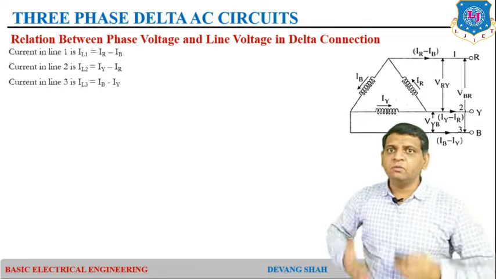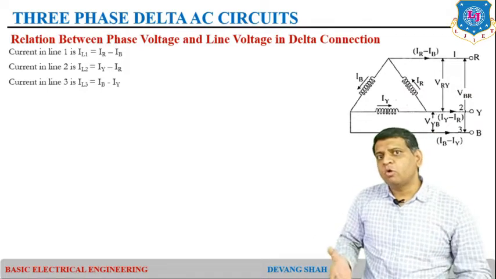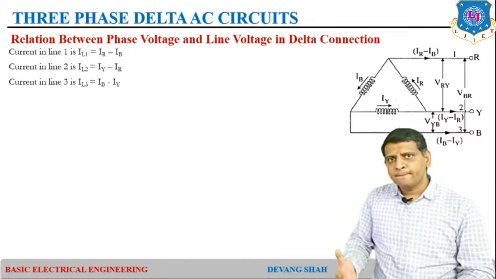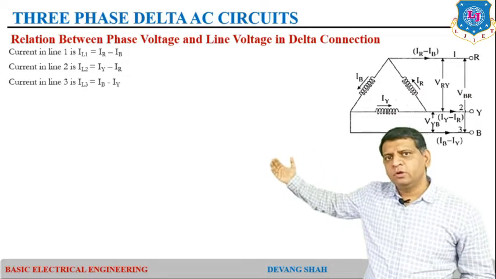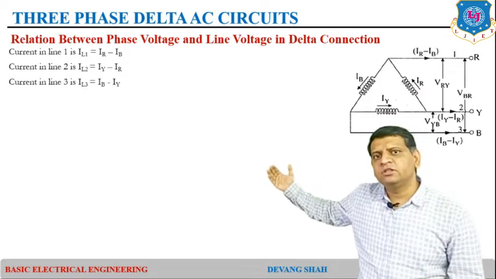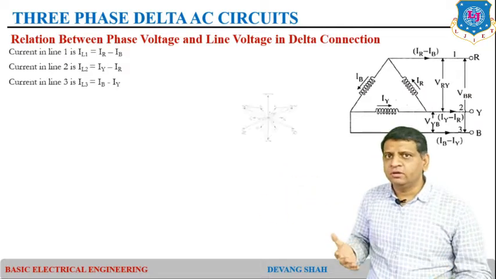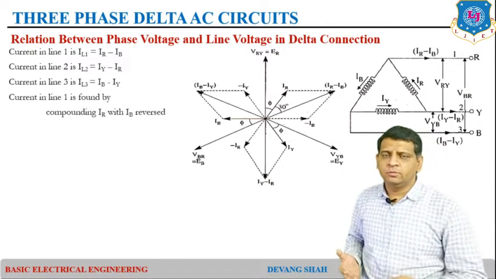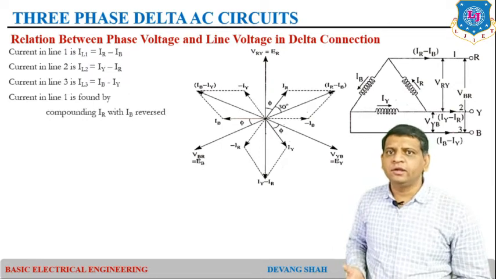Since it is a vector quantity, here I am stuck. Once you are stuck, only one master key will help you, and that master key we define as a phasor diagram, right. So I am going to solve this and find the relationship of line current versus phase current. By taking the phasor diagram, I am going to solve all three equations, IL1, IL2 and IL3.